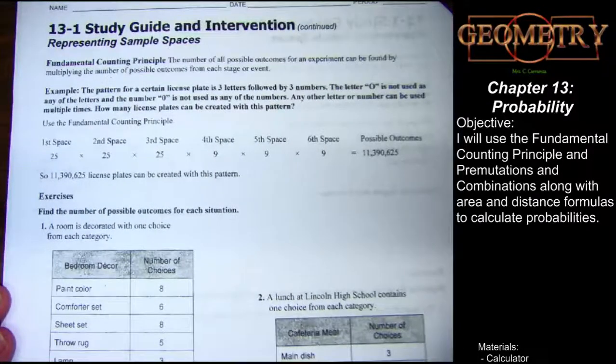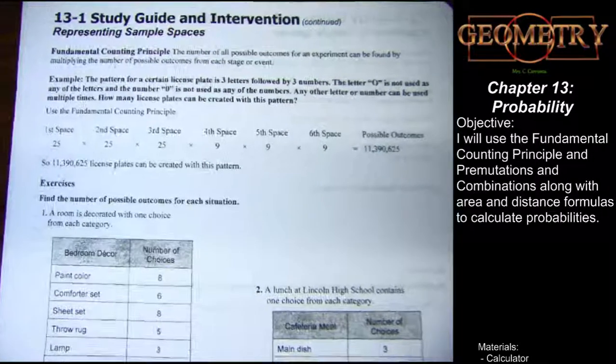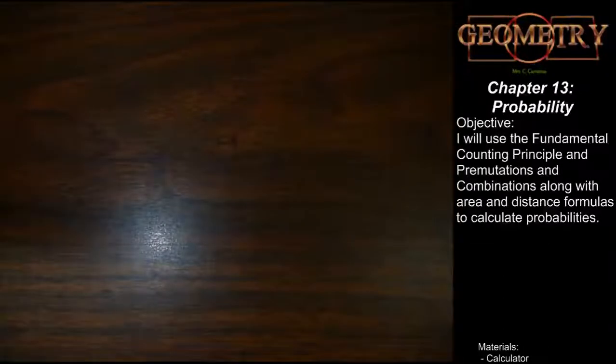Then we also talked about the fundamental counting principle, whereas basically the total number of outcomes is, I'm just going to multiply all the different options together. Okay? And that's going to give me my total number of possibilities.